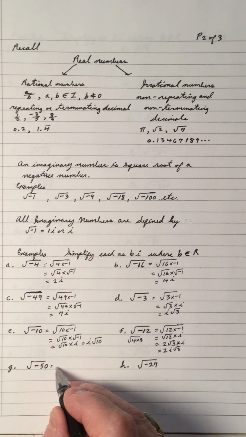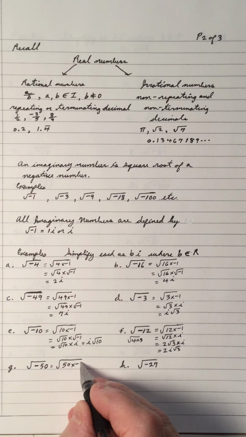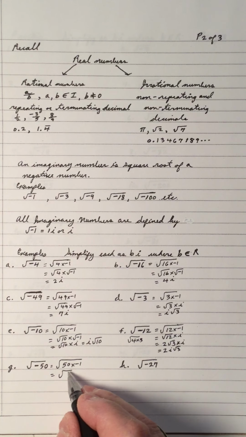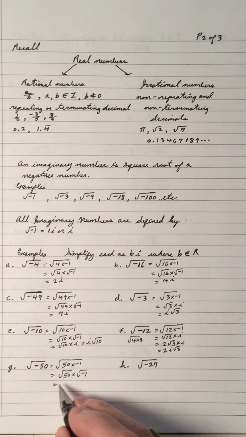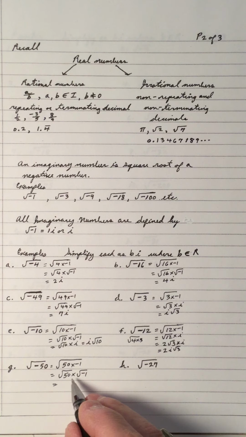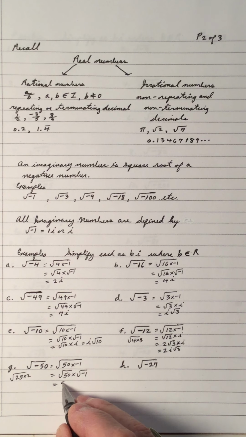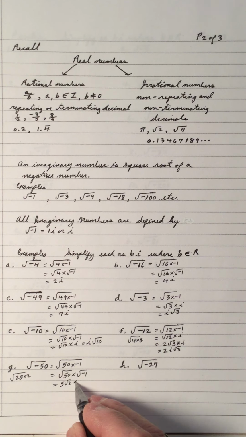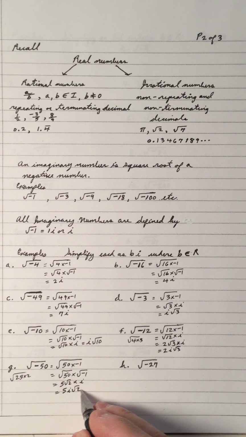The square root of negative 50 is the square root of 50 times negative 1. So that's the square root of 50 times the square root of negative 1. And that gives you the square root of 50. Well, let's work both of them out. 25 times 2. So the square root of 50 is 5 root 2, times the square root of negative 1, which is i. So that gives 5i root 2.